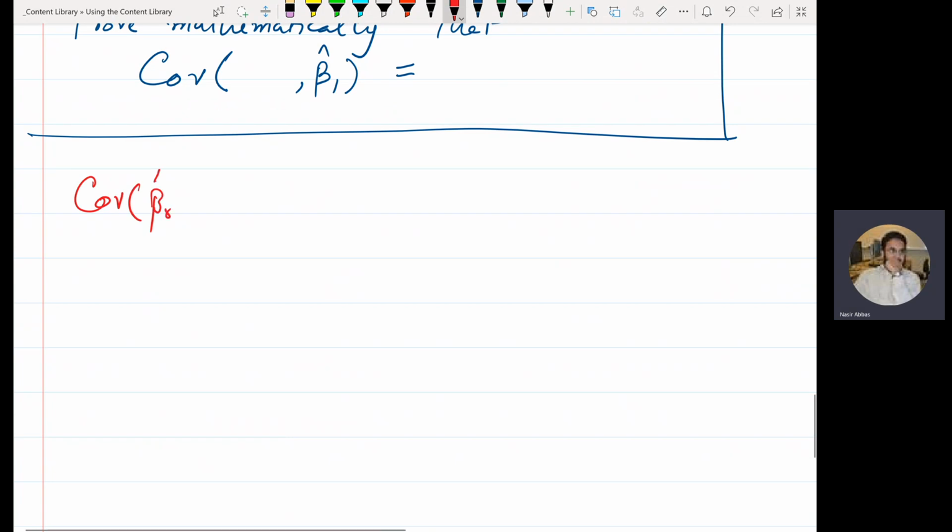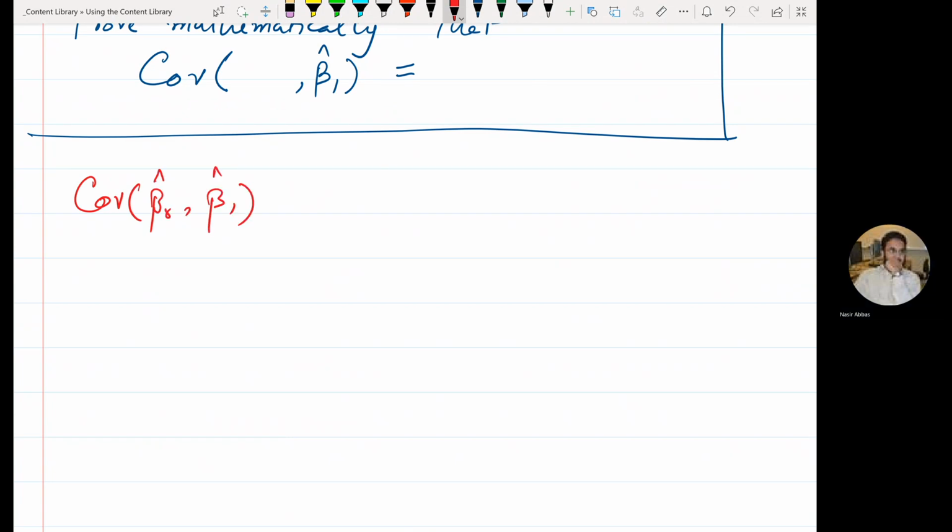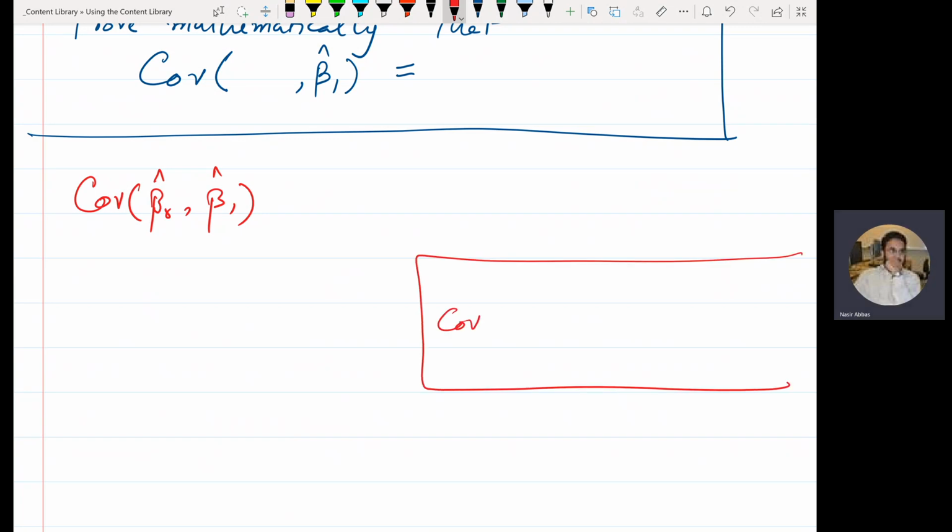Let us try to find this one. By definition, what is covariance? I will write it here. Covariance of x and y is the expected value of x minus the mean of x times y minus the mean of y.